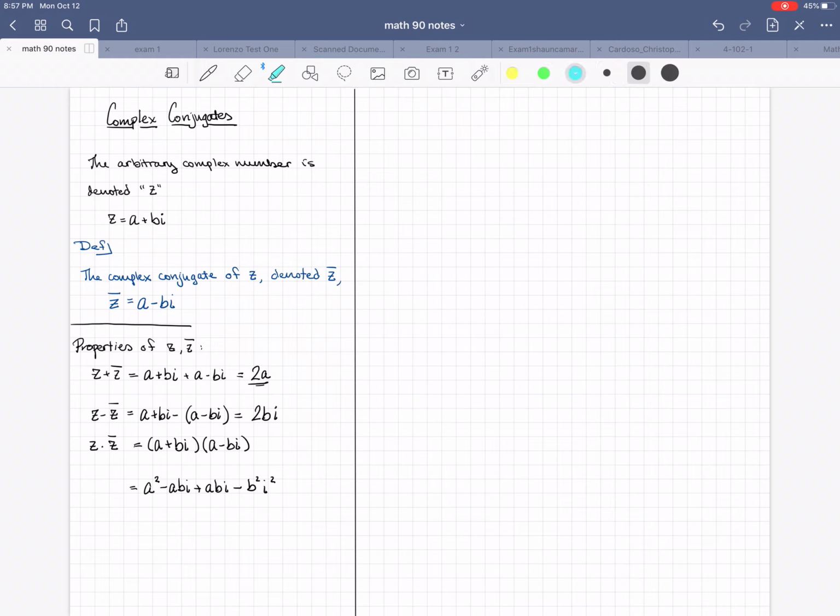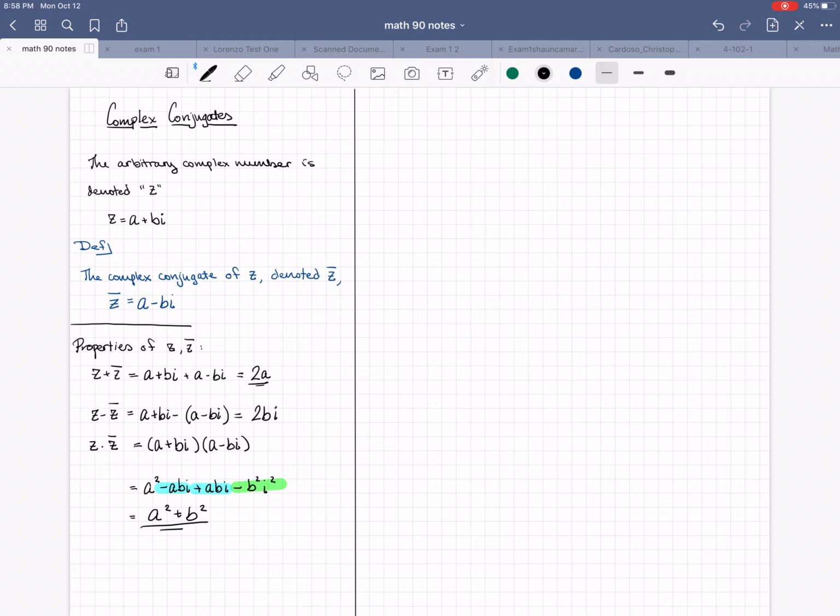Now look what happens. I have minus ABI and plus ABI, so those two are just going to cancel out. And then here I have negative B squared I squared. And as you remember, I squared is negative 1. So negative B squared I squared is just going to be plus B squared. So in fact, the product of a number and its complex conjugate is just the sum of the squares of the real and the imaginary part.